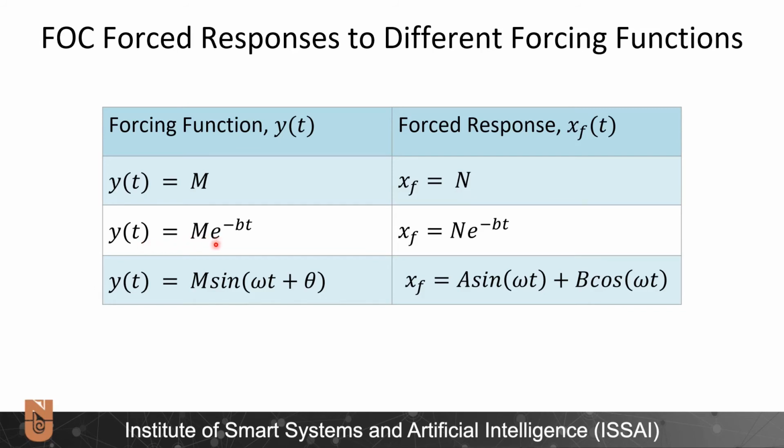If the forcing function is an exponential decay or an exponential function, the forced response is a function of the same form, and that is the same for a sinusoidal input. We can write the forced response as a times sine omega t plus b times cos omega t, or we could just have written this as c times sine omega t plus a different phase phi.